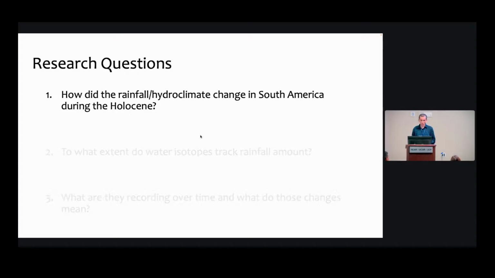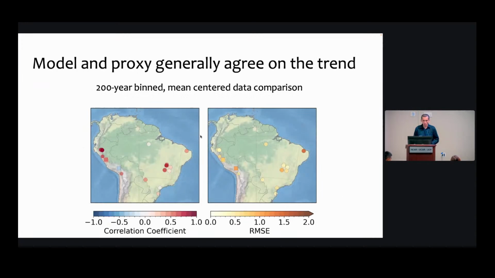So let's go on and look at the first question. But before that, we actually want to make sure the model is doing something similar to what we would expect. To do that, I compare the model with the proxy records in isotope space.